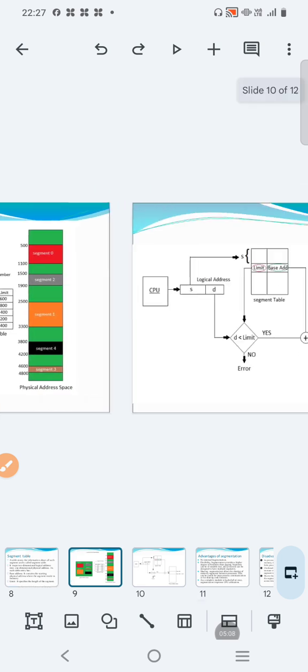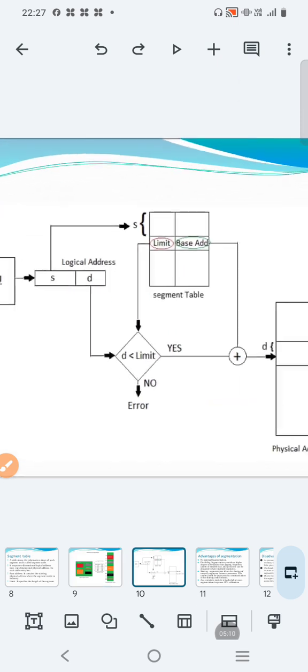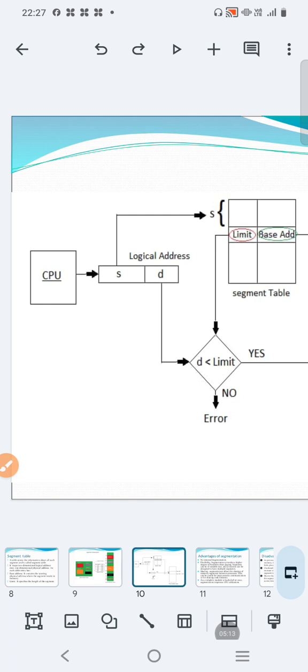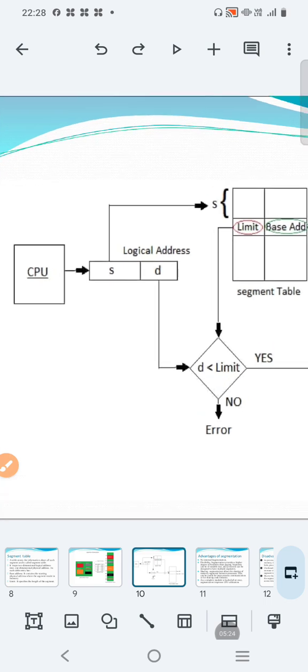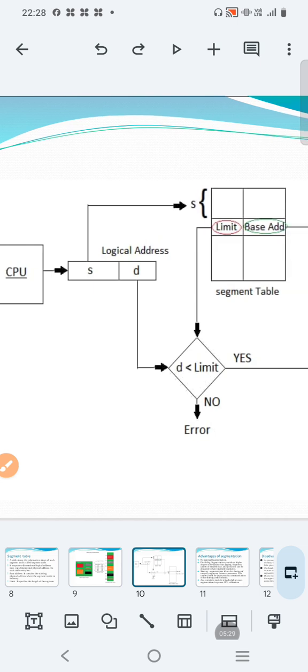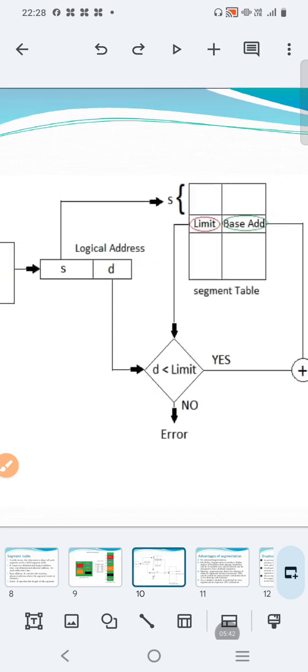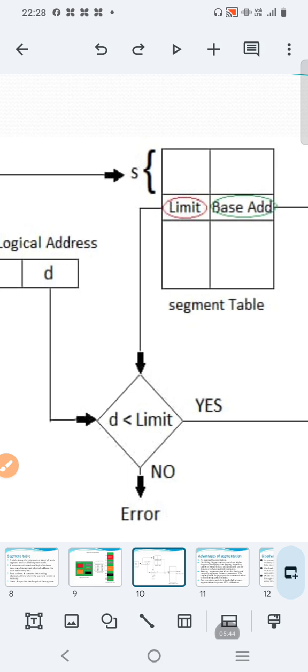Next is the diagram of segmentation. The CPU creates a logical address, which is divided into two parts: the segment number and the offset address, here indicated by d. The offset address indicates where each instruction is located; the particular location of the instruction is called the offset address. In the segment table we have the limit and the base address.